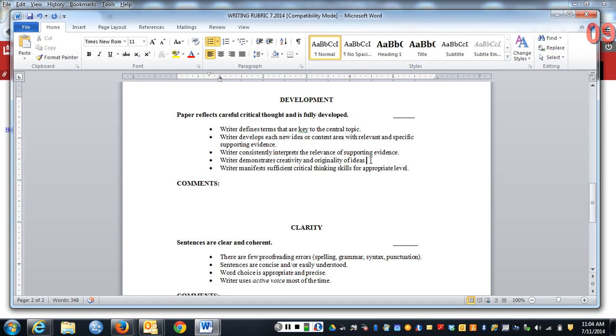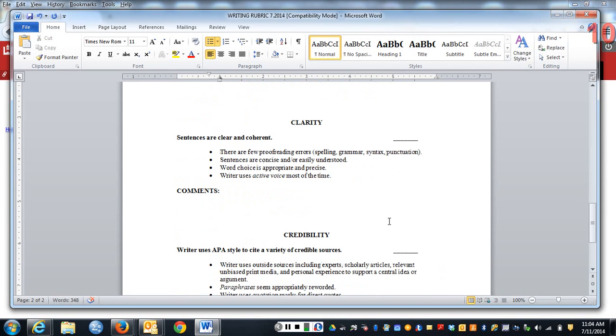But you're putting together the ideas in a new, creative, original way that develops this idea further or adds to it in some way. And that you manifest sufficient critical thinking skills for the appropriate level, and you're going to be at a master level here. So I would expect that you would be developing material in a master level manner. And then you would put comments here.